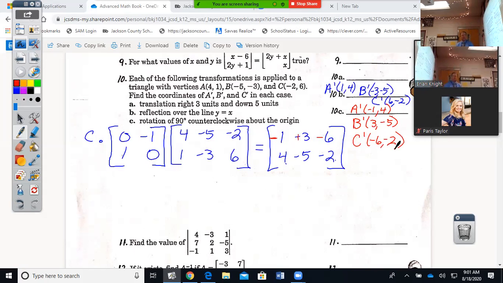Okay? And like I said, they will be provided for you. You just got to know how to use them. Everybody good? Awesome. 11. Everybody got 10? All three of them? Nope. All right.